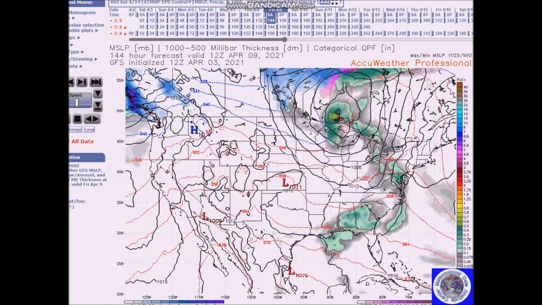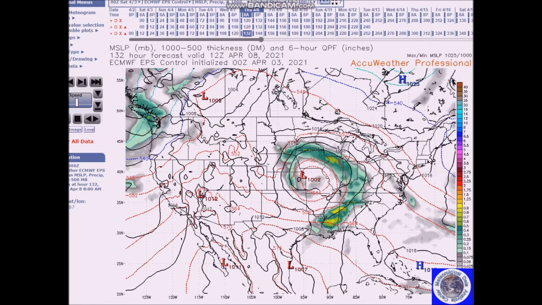This will be the Thursday and Friday period. Okay, that's the only main weather producer. And then we'll have another trough approaching the west coast during that time.